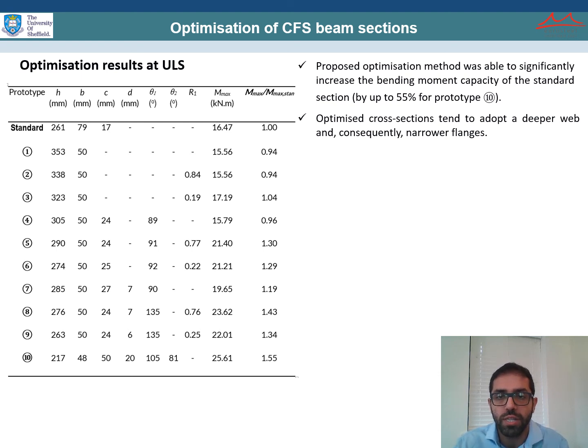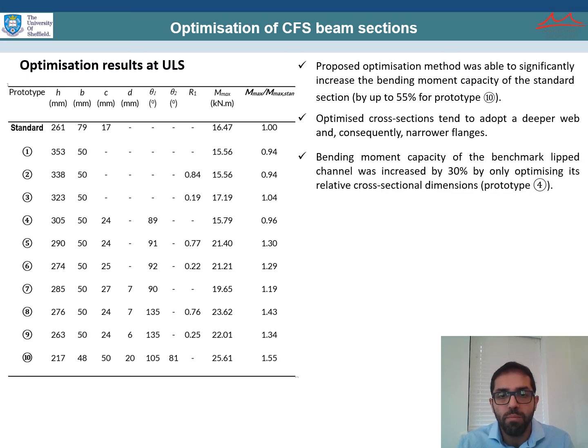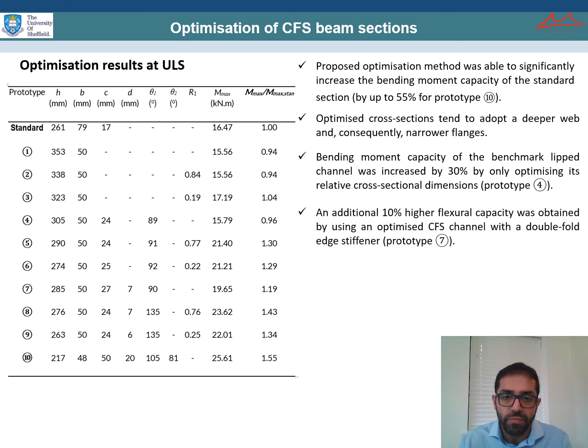Also, as a general trend, optimized cross sections tend to adopt a deeper web and consequently narrower flanges. In addition, the bending moment capacity of the benchmark lip channel, which is prototype 4, was increased by 30% by only optimizing its relative cross-sectional dimensions. In addition, by adding double fold edge stiffeners or double lip, an additional 10% higher flexural capacity was obtained.